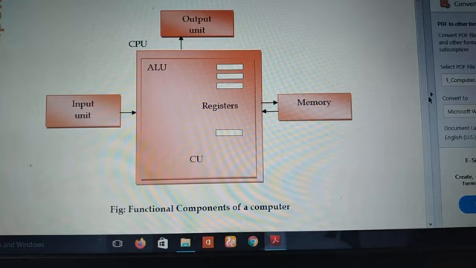First, the input unit. What is the work of this unit? It takes input from a human being with the help of an input device. The input devices are the keyboard, mouse, barcode reader. With the help of these, the user, meaning the human being, gives information. After that, that information goes to your CPU.